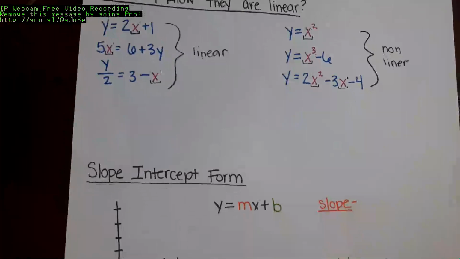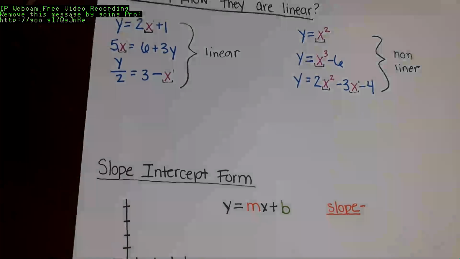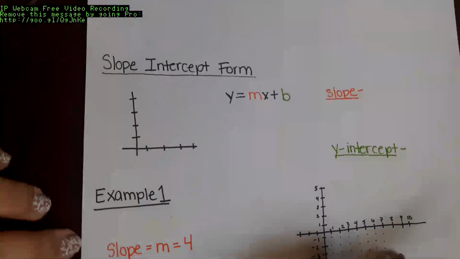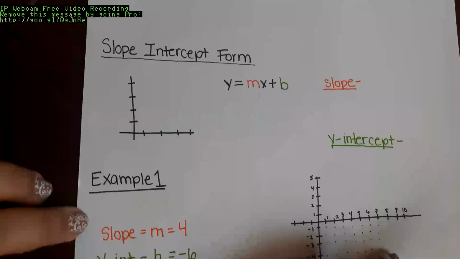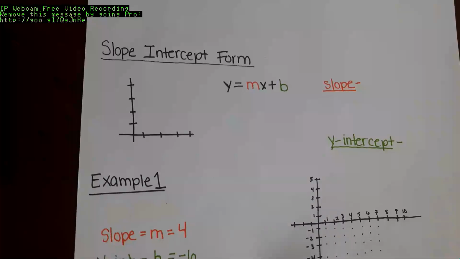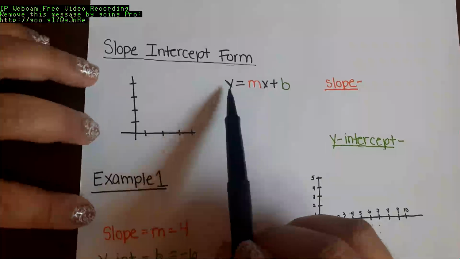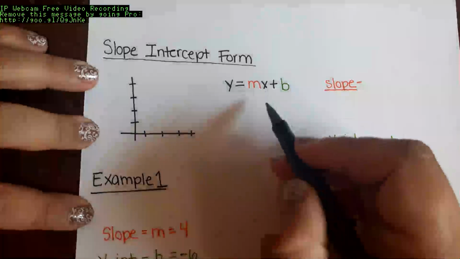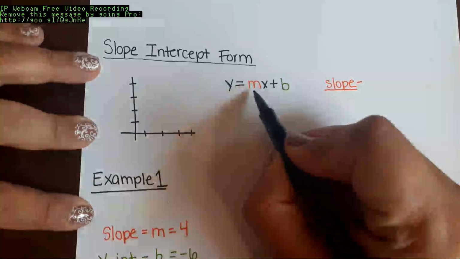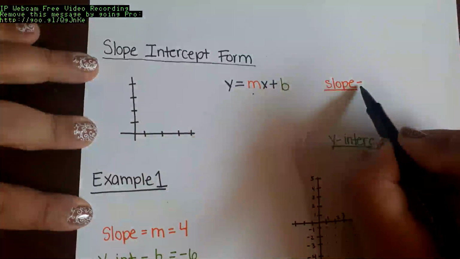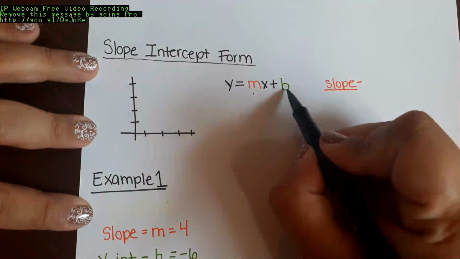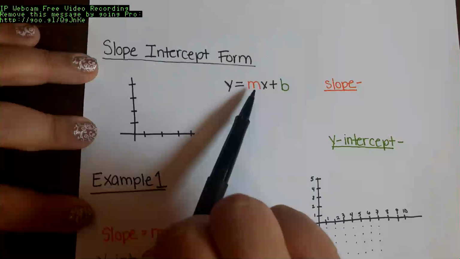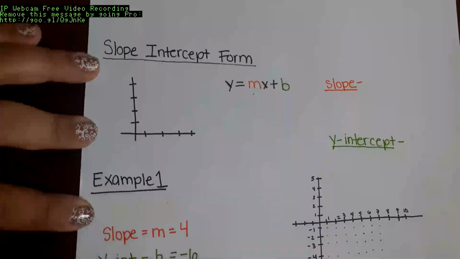So let's go ahead and look at this slope-intercept form. Let me just scoot it up. Okay. My slope-intercept form is going to be y equals mx plus b. I'm pretty sure you've seen that before. And the way I can remember it is, right here I have my slope, and this is my intercept. So that's why this form is called my slope-intercept form.